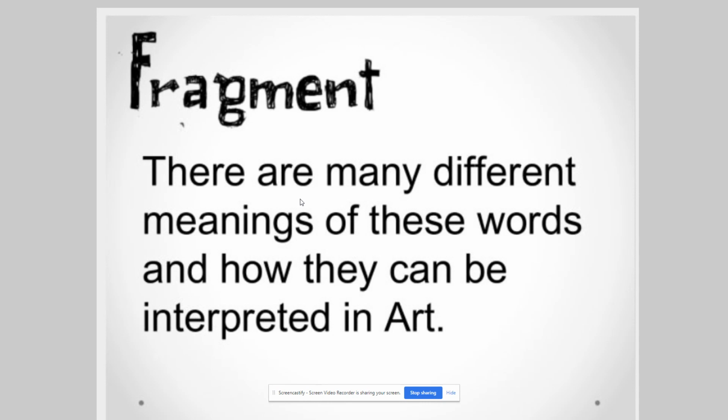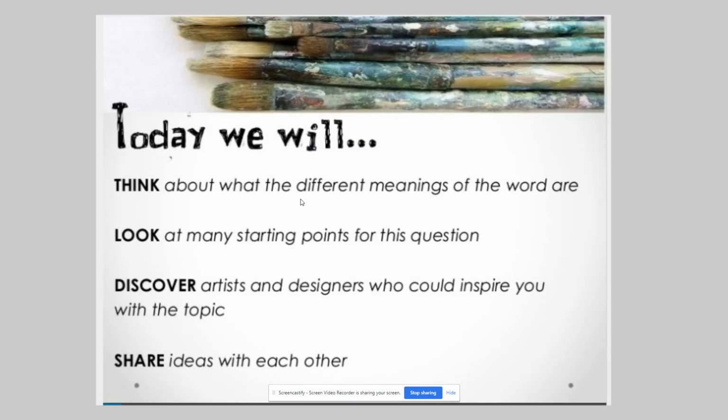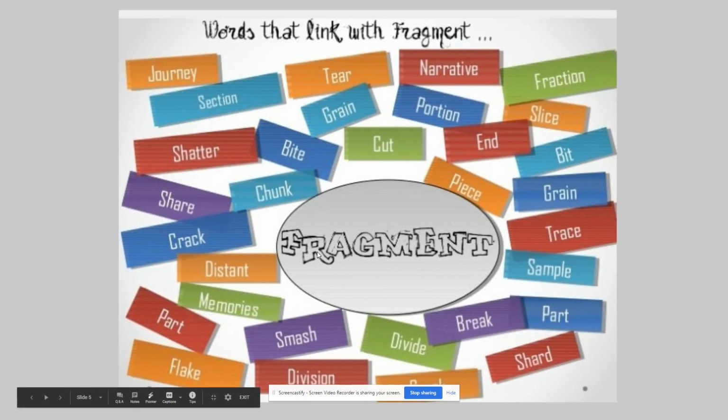There are many different meanings of these words and how they can be interpreted in art. And these are what we're going to be thinking about. What the word fragment means, some starting points to think about your process of making your art piece, discovering artists and designers that might inspire you, and then we'll share ideas with us tomorrow or Monday. So we looked at this word wall for what a fragment might be. So we really look carefully at this because what you want to think about is what you might want to do when you're creating the work. So are you going to think of shattering when you think of fragment, or a sherd? This is shard because it's for glass, sherd is for pottery. Are you going to think of a slice of something or a grain?